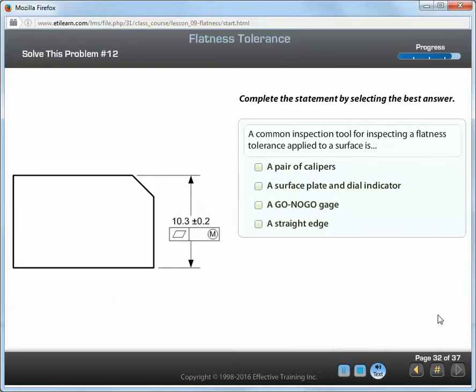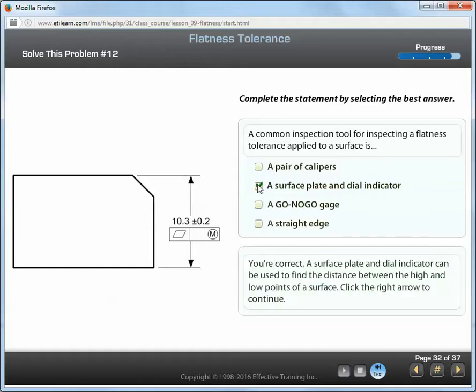A common inspection tool for inspecting a flatness tolerance applied to a surface is... You're correct. A surface plate and dial indicator can be used to find the distance between the high and low points of a surface. Click the right arrow to continue.